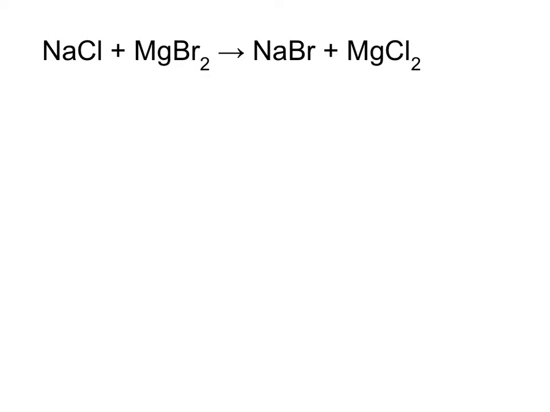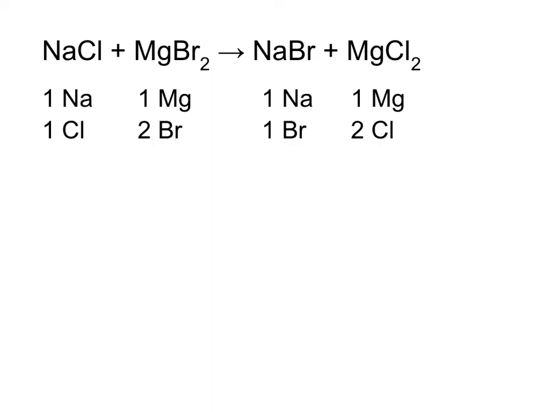Let's look at another example. In this reaction, sodium chloride and magnesium bromide react to form sodium bromide and magnesium chloride. When we count up each type of atom on both sides, we can see that we are not balanced. Our number of chloride ions is different on both sides of the equation, and so is our number of bromide ions.